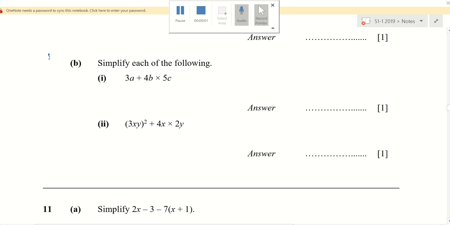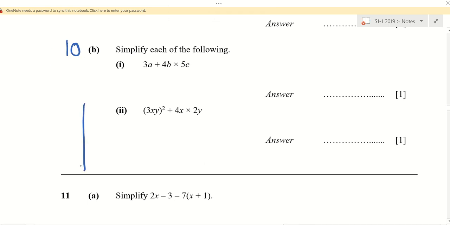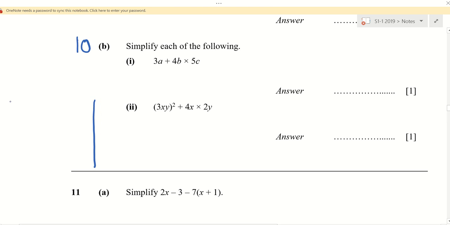So we are at question 10. To understand this question, I want you to write a certain example. Can everyone write down what does A square mean? A times A. Can you write down on your paper? A square means A times A.